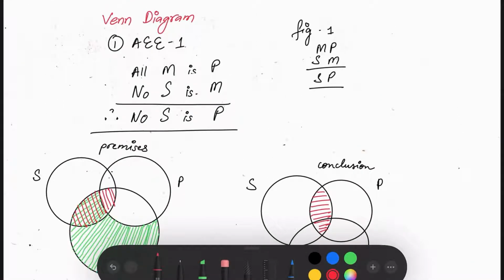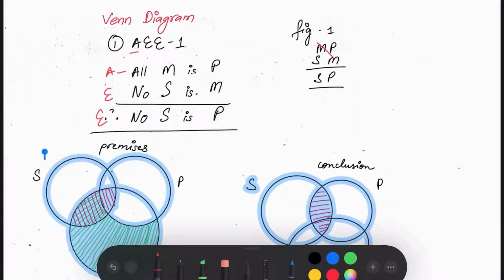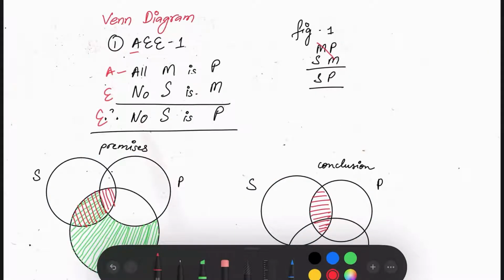This is the only thing which is given. Now how will you write it? So A is an A proposition, E is an E, no, and then E proposition. So all M is P. Now you have to know the position of the middle term, and in the first figure you know that the middle term is diagonal. So all M is P, no S is M, and then no S is P. So this is the conclusion.